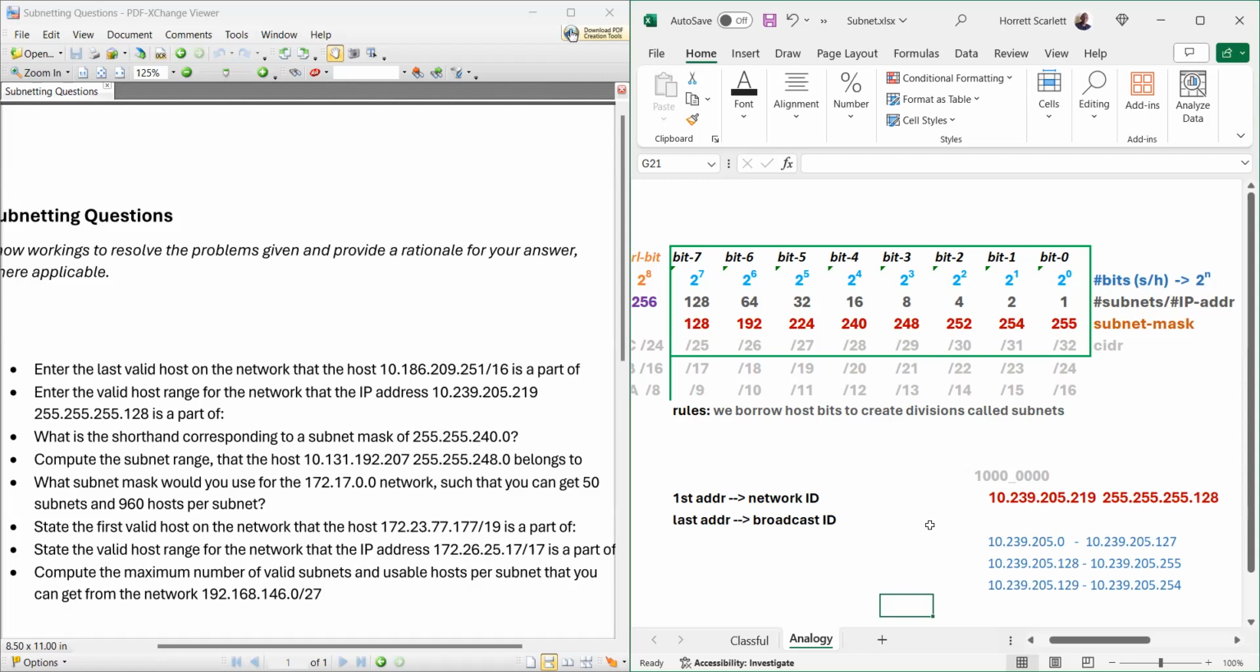Go ahead, Stephen. Just to clarify, the shorthand correspondence was the CIDR number you're asking, correct? Yes. I'm just asking, what is the CIDR notation? That is it. You're talking about three, right? This one. Yes, sir. So that's what I was asking.